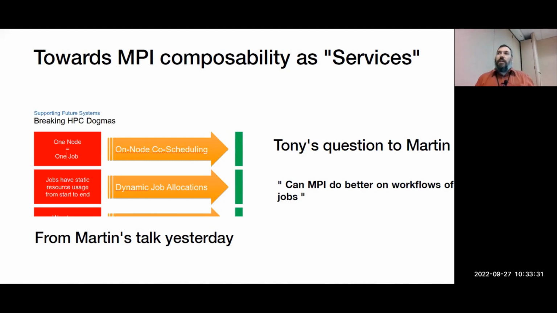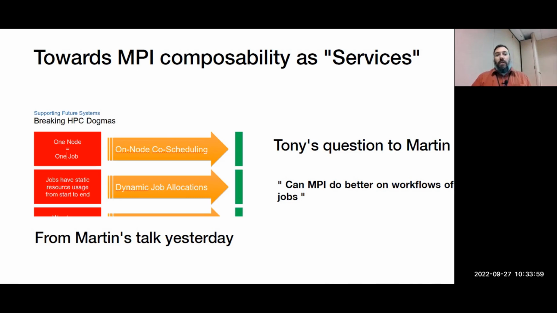So I think it really relates to what Martin was saying yesterday, that we need to break HPC dogmas. For example, on one node, we have only one job. We know that it's kind of difficult now to do this in an efficient way. And also, one of Tony's questions to Martin was, can MPI do better on workflows of jobs? And really, this work tries to tackle that.